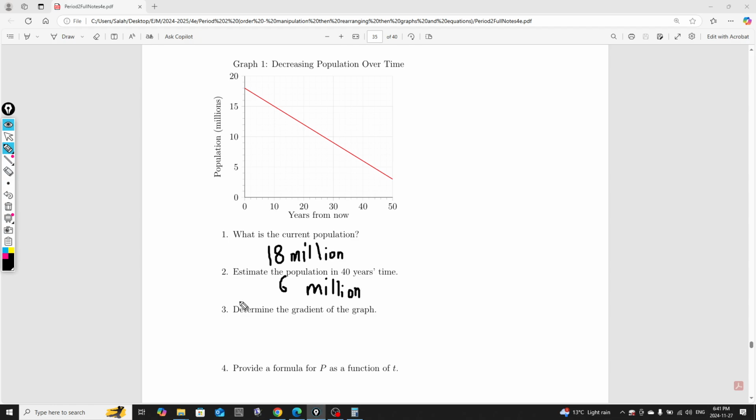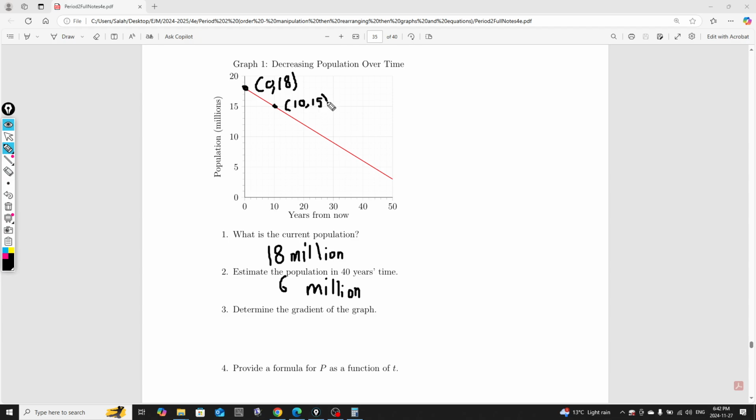And so now they're asking us to determine the gradient of the graph. So what I'm going to do here is choose 2 points on my graph where the coordinates look kind of straightforward. I'm going to choose this first point right here because that one's really easy. That one was 0, 18. And then I'm going to go ahead and choose this one right here, just because it does look like it's clearly going through 10 and 15 as the y value.